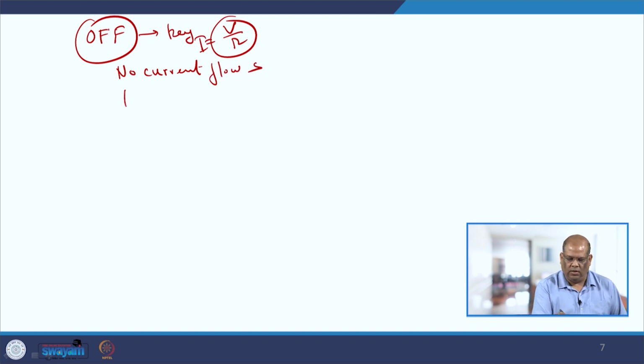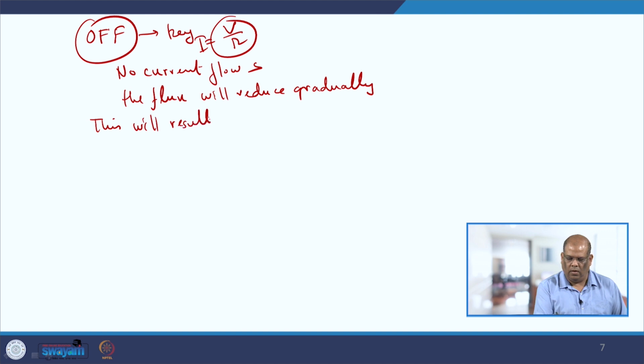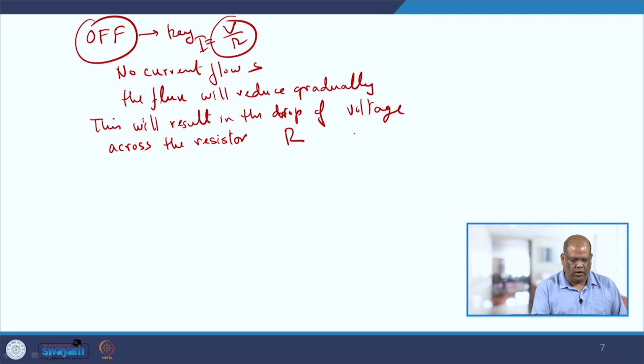and the flux will reduce gradually. This will result in the drop of voltage across the resistor of resistance R and the induced EMF L di dt across the inductance. So, ultimately your voltage V will come down to 0.